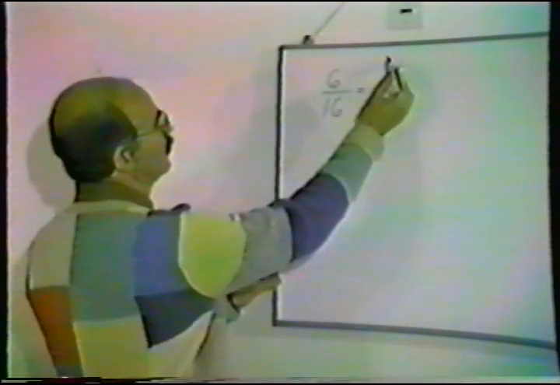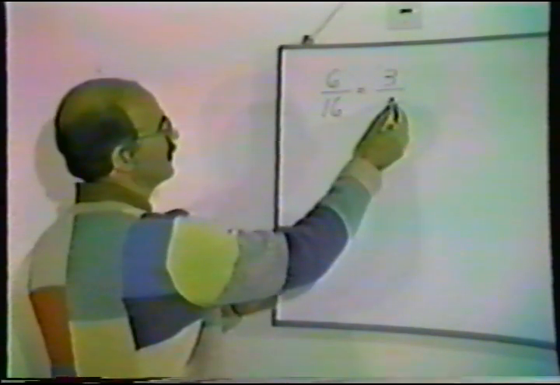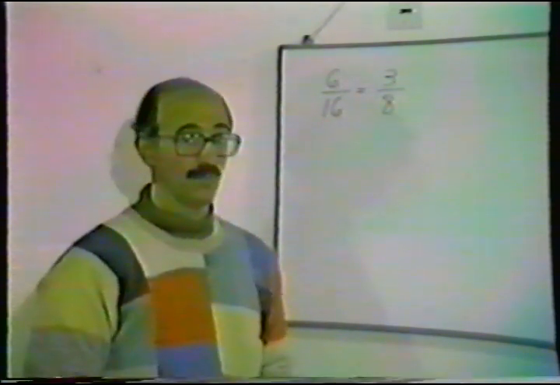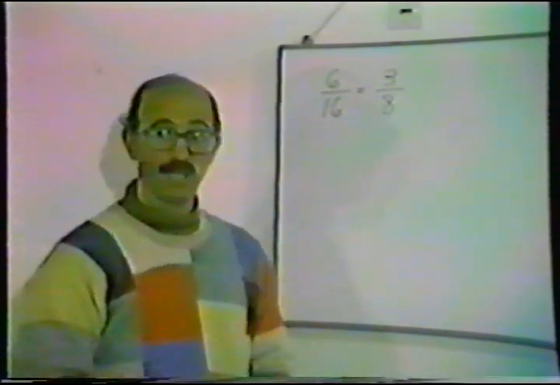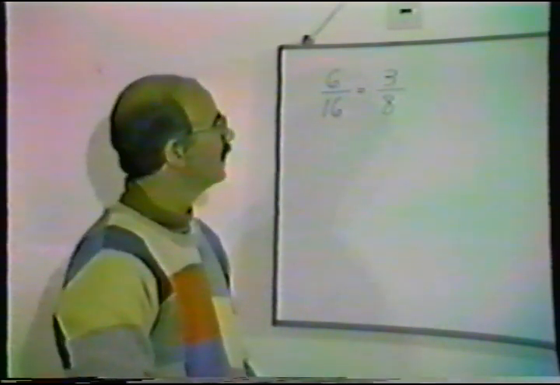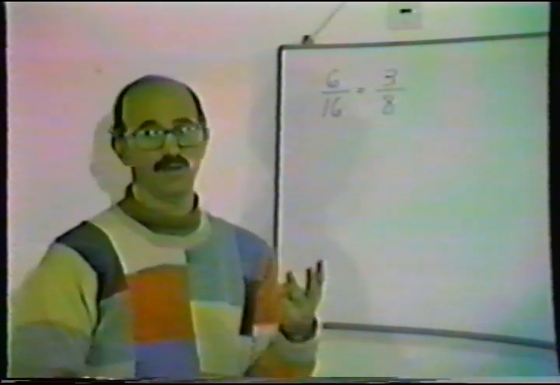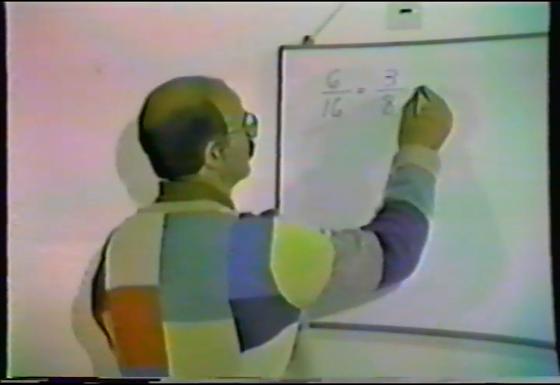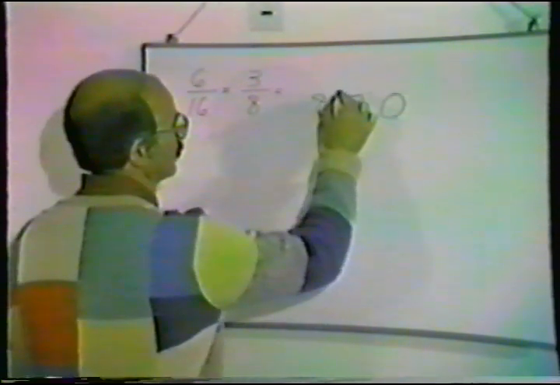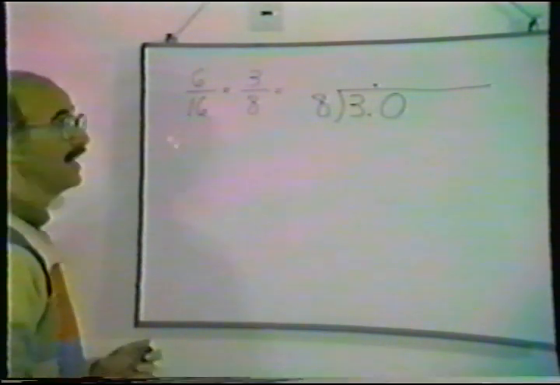2. 2 into 6 is? 3. 2 into 16 is? 8. Is the bottom number now 10, 100, or 1,000? No. Can we make it 10 or 100? No. Can we reduce it? No. No, no, no. 3 no's. We have to divide 8 into 3. Put your decimal point in the answer before you begin to divide.